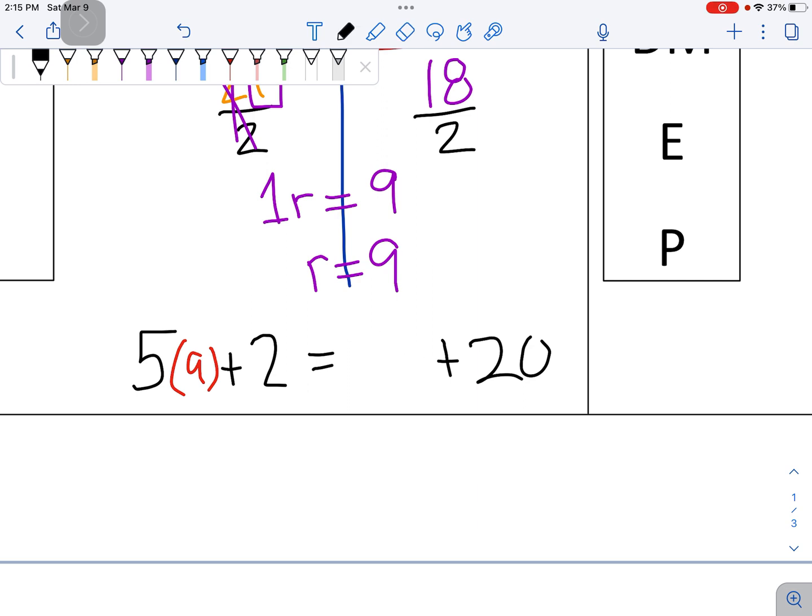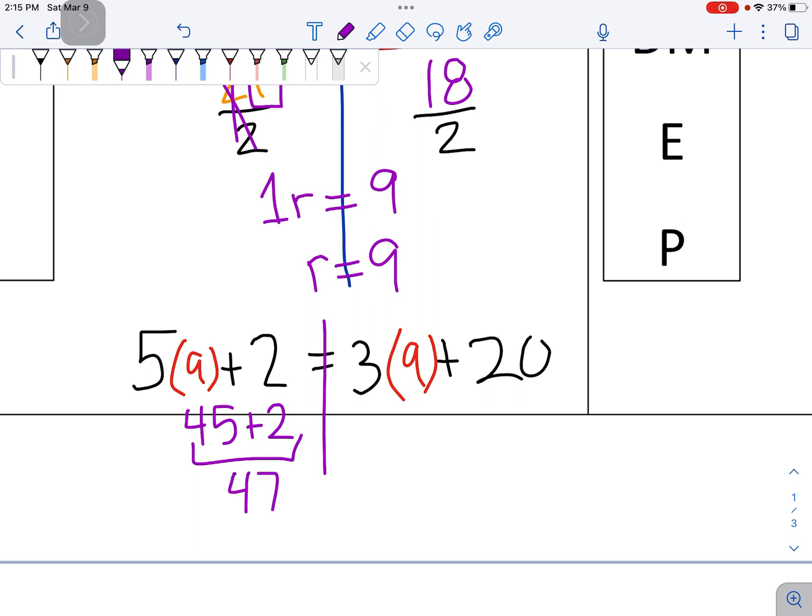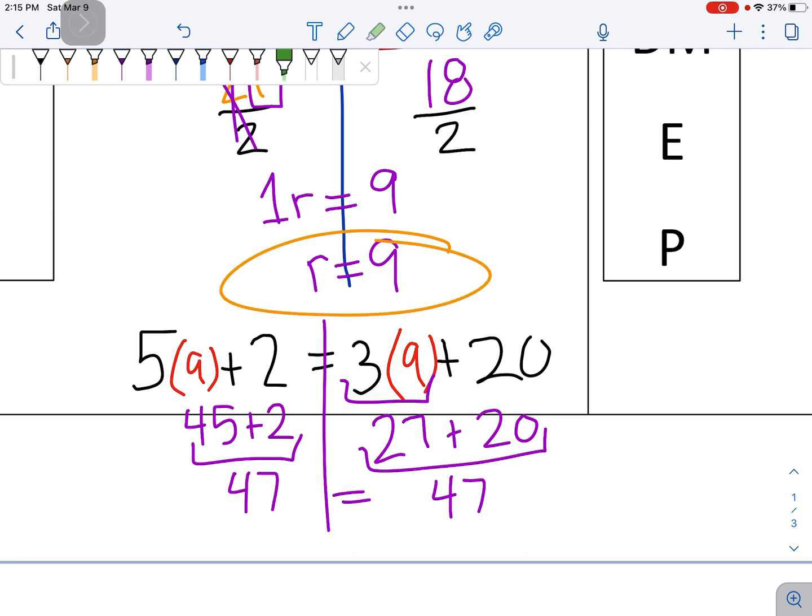It's going to make me redo that there. With 9. All right, 5 times 9 is 45, plus 2, which is 47. On the other side, 3 times 9 is 27, plus 20, which is 47. Yay, we got the same thing. That means, yep, r does equal 9.